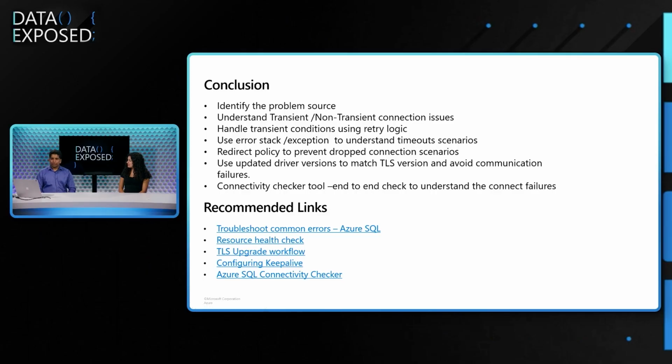And with that, I just want to conclude: whenever you have a connectivity issue, first identify the problem, what is happening, where it's happening, and more importantly, whether it's a transient behavior or not, and how to handle it if it's transient. Also, what are the different errors I get, and how I can read those error messages efficiently. Then use the redirection connection policy to avoid some of those communication failures, and also use the connectivity checker tool to understand where the connection is failing, and then report to us in case you need additional support on the networking side.